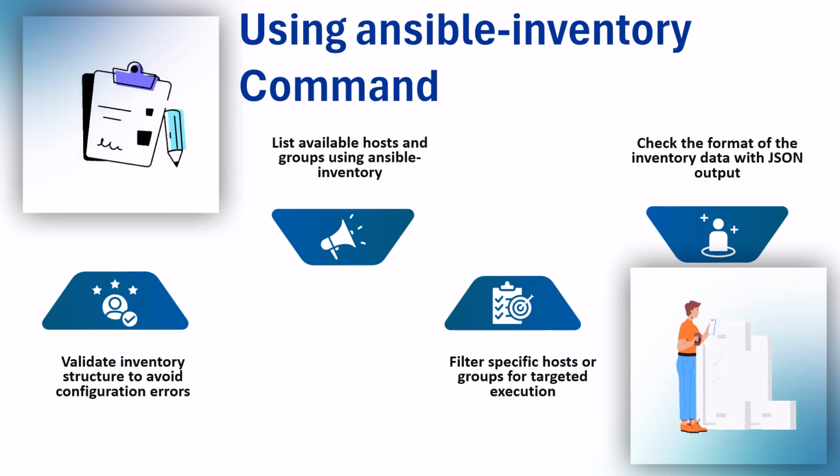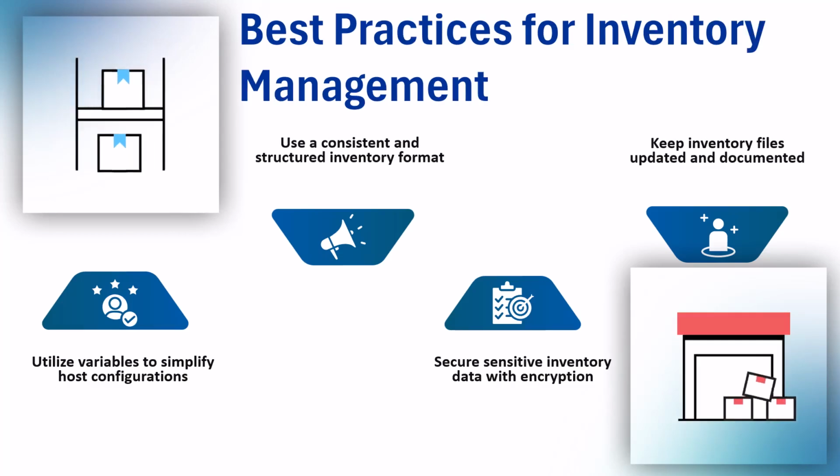The Ansible Inventory command is your secret detective tool. It helps you investigate your setup like Sherlock Holmes. You can list available hosts and groups quickly. The JSON output ensures the data is well-structured and easy to parse. Validation prevents nasty configuration errors that could turn your playbook into a horror story. And filtering specific hosts or groups means you can target exactly who you need. No magnifying glass required.